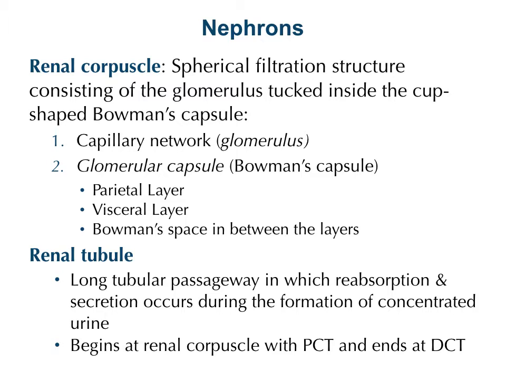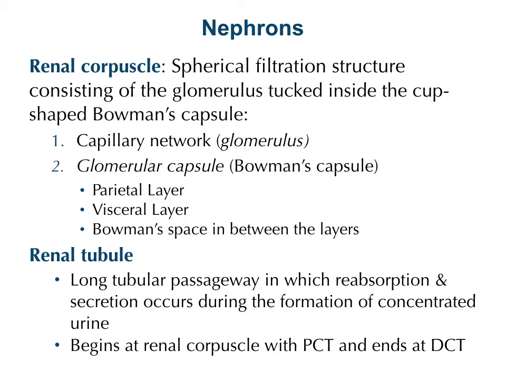Bowman's capsule has two layers, a visceral layer, which is in contact with the glomerulus, and it is composed of specialized epithelial cells called podocytes, and a parietal layer, which is the outer layer, and it is composed of simple squamous epithelial cells. This layer is continuous with the epithelium of the proximal convoluted tubule. The space between the visceral and parietal layer is named Bowman's space, and this space contains the ultrafiltrate of the plasma.